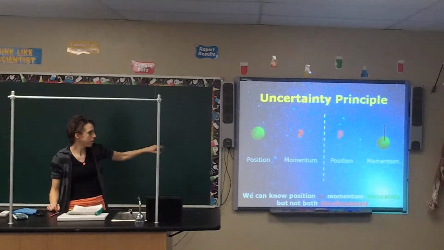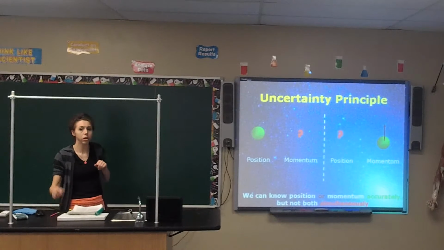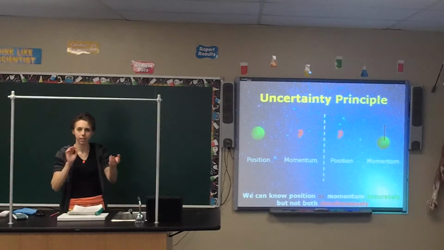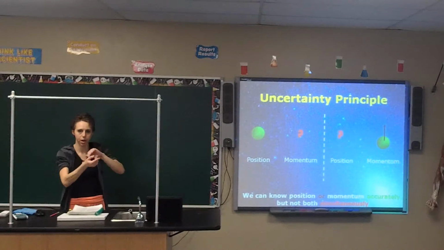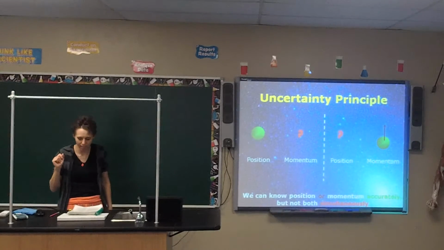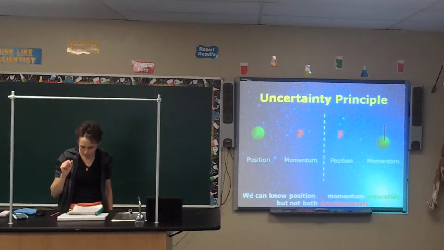So I like this picture because it helps explain it as well. So you can either know its position or momentum. Momentum is very close to velocity. Slightly different, but it has the same idea. So you can know either its position or velocity, but you can't know both at the exact same time. So make a note for that.